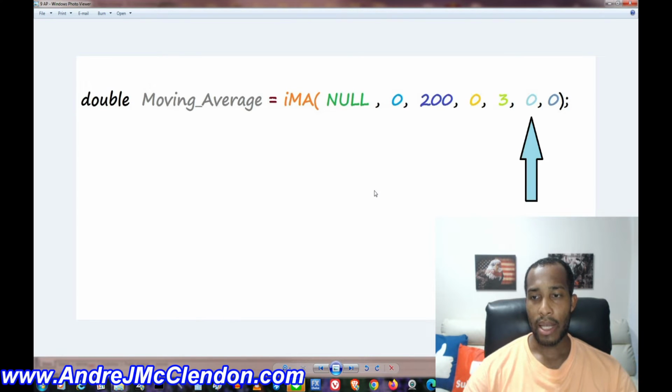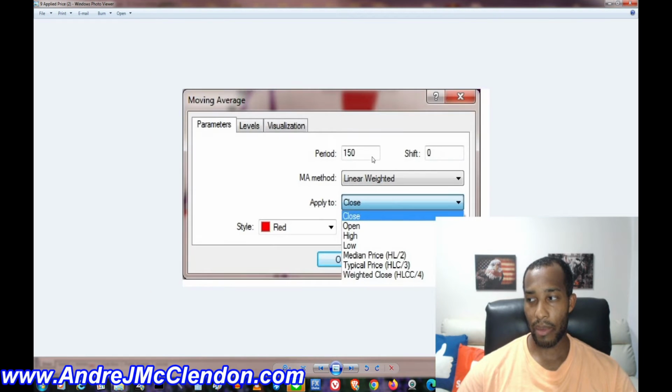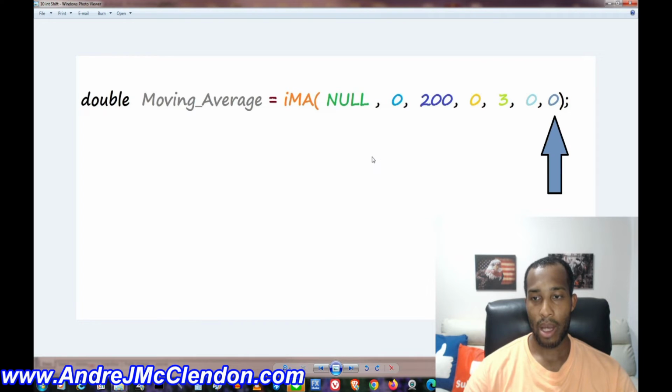apply to price. This is going to be zero. We're going to use a close price. So you see how it's showing right here. Just make sure it's close. Let me make it bigger for you guys. So close. Okay. Our next thing is going to be shift. Our shift we're going to leave at zero. We're going to use current for this portion. And for the next part, when we add the indicator, we're going to change it up.